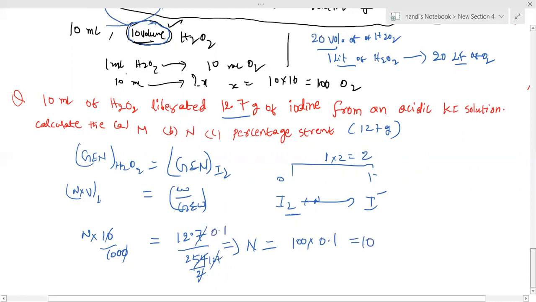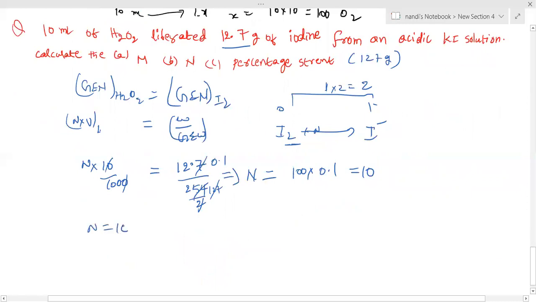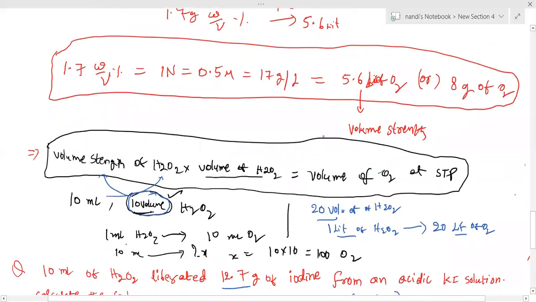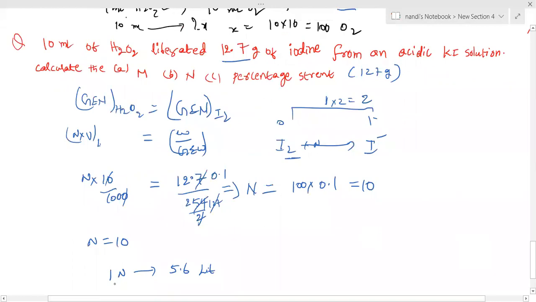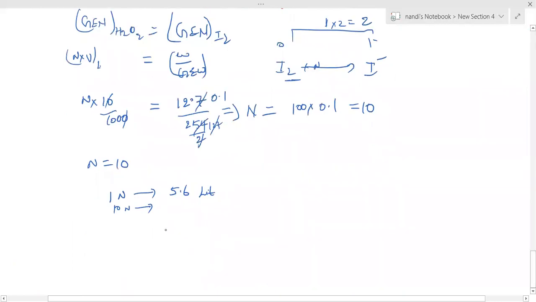So I got normality equal to 10, but I know that one normal equals 5.6 liters of O2, because I mentioned it clearly, and you need to remember it. 5.6 liters of O2 is for one normality. Then you can calculate how much O2 you will get for 10 normal. X is nothing but 10 into 5.6, which is 56 liters.